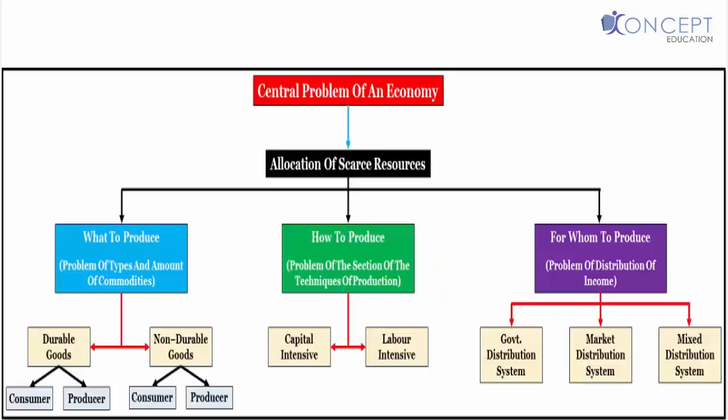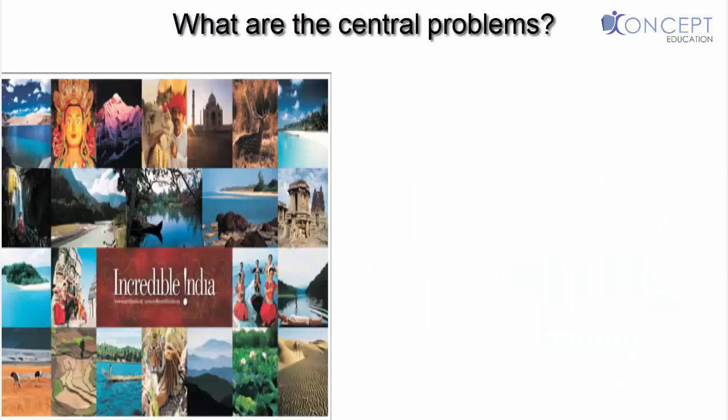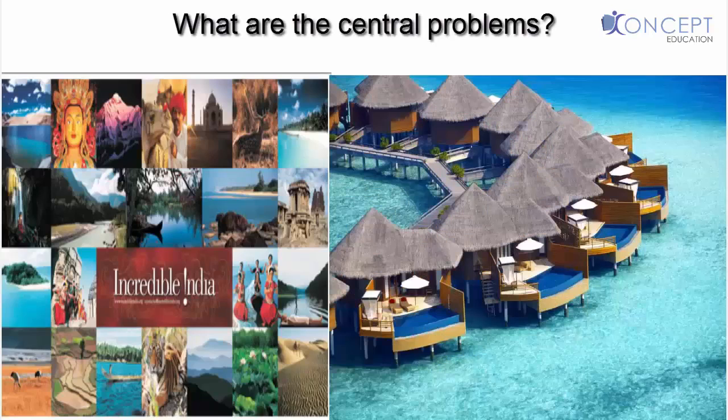Now to understand this, let's take a practical example. With the help of this, we will understand all the 4 bifurcations of central economic problems. Right? Let's assume 2 countries. One is India and one is Maldives. India is rich in natural resources as well as tourism, agriculture, and everything. While Maldives is a small island located in the Indian Ocean.